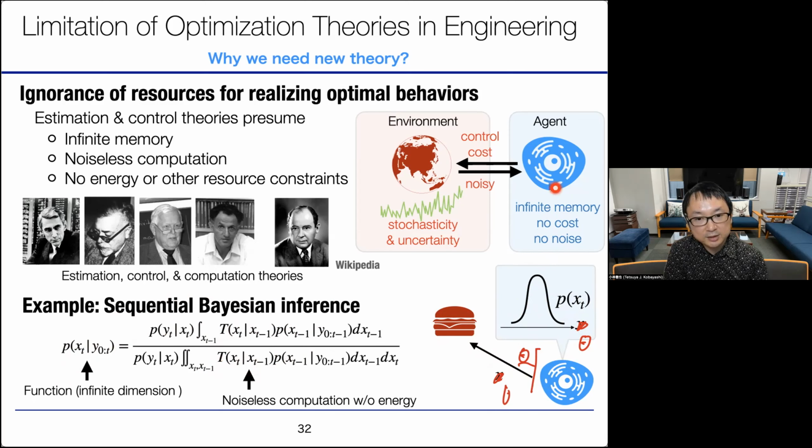So therefore, the agent should be able to behave without any noise. And also, as you know, any cost for computation of the right-hand side was not considered in this case.